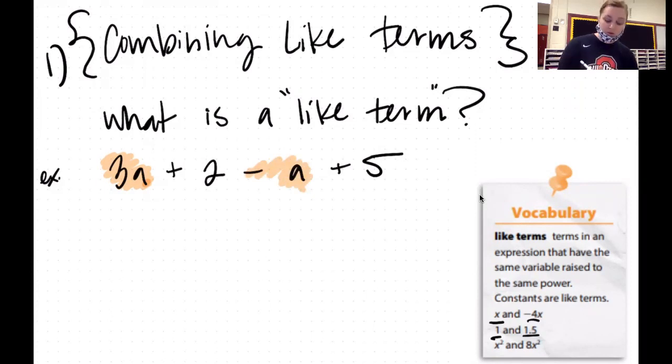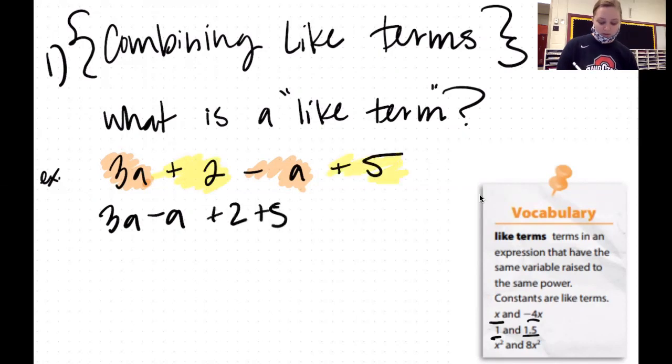I'm going to rewrite this just so you can see it. So I have 3a minus a, and then I also see I have a plus 2, right? That's my constant, plus 5. So those are like terms, plus 2, plus 5. So now I have my like terms kind of grouped together. You don't have to do this. I just think it's an easy way to see it.